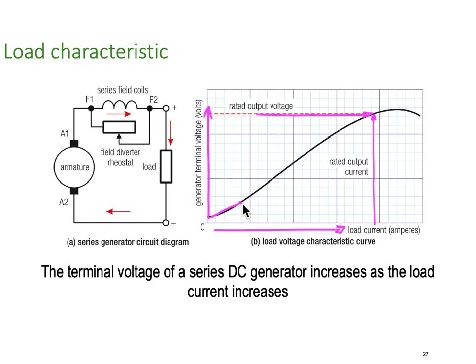You can see it's nice and linear, but you're not going to get rated voltage until you've hit rated current, because as you can see here, our load, our field, etc. are all in series with each other. You can control the current in the field by putting a variable resistor or a rheostat in parallel across it. Therefore, you can divert some of the current.